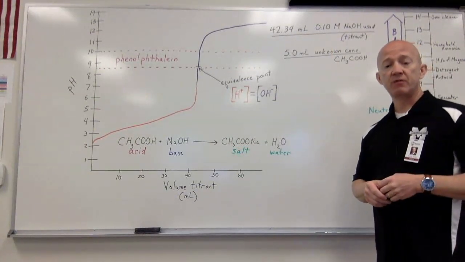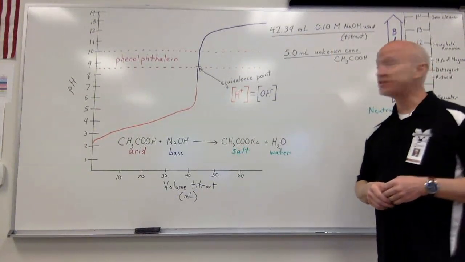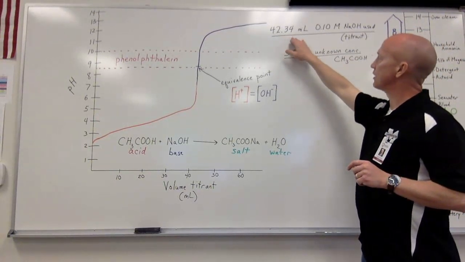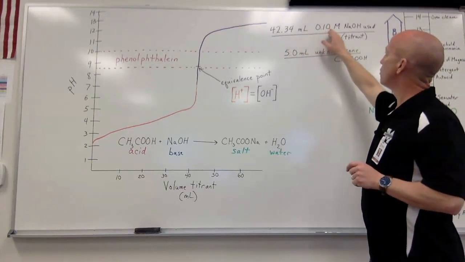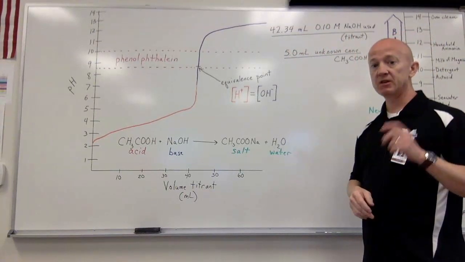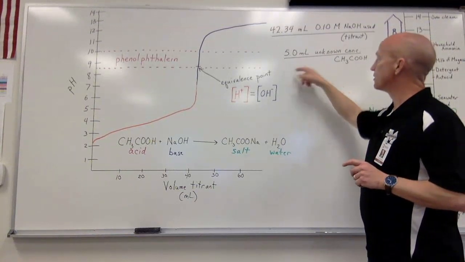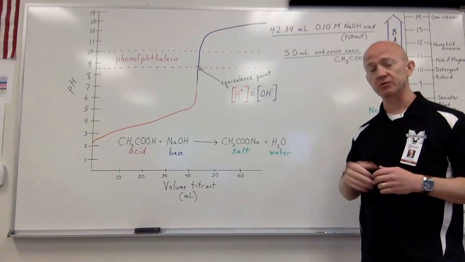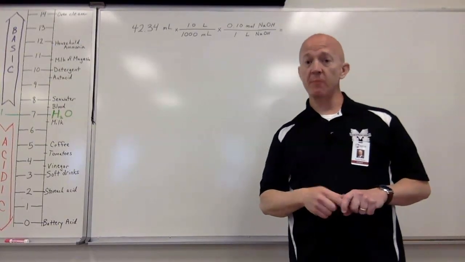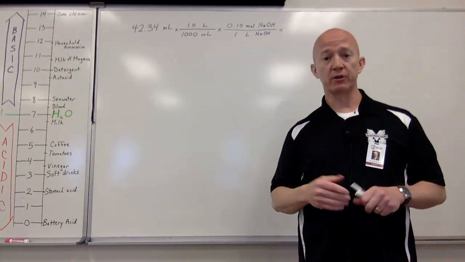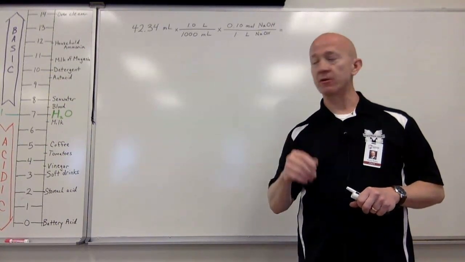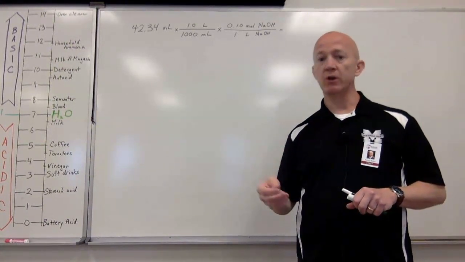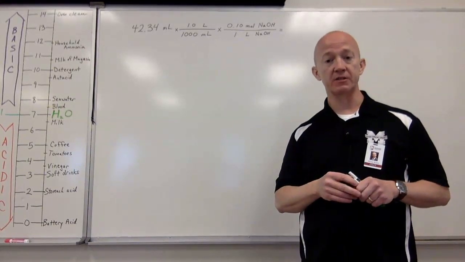So with the information we've gathered, we can figure out what the concentration is of this acetic acid. We used 42.34 milliliters of 0.1 molar NaOH, and we titrated 5 milliliters of this unknown solution. So let me show you how to figure out what the concentration of that solution is. We're going to figure out first how many moles of NaOH we actually used. Why? Well, because remember, it's a 1-to-1 situation. For every mole of NaOH, we are neutralizing 1 mole of acetic acid.